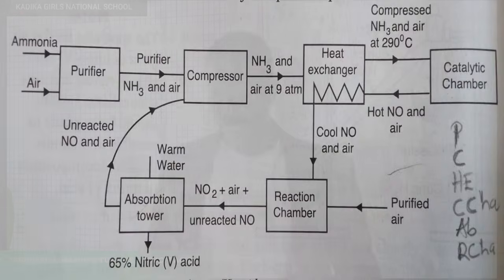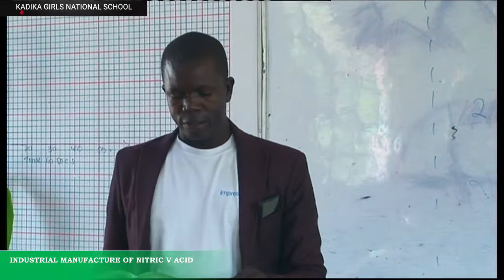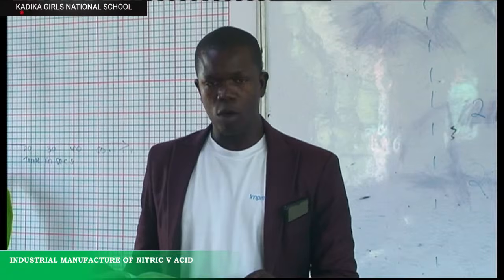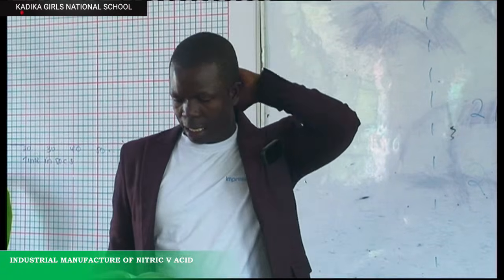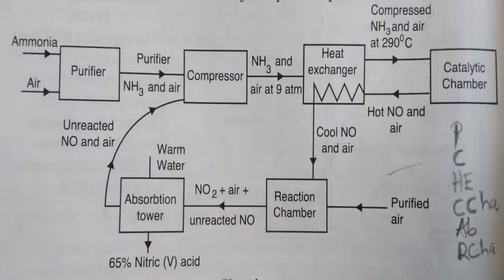After that, the purified compounds are mixed and compressed to about 9 atmosphere. In the compressor here, there are parts that allow the two gases to obtain high pressure, to about 9 atmosphere. That will make them expand.